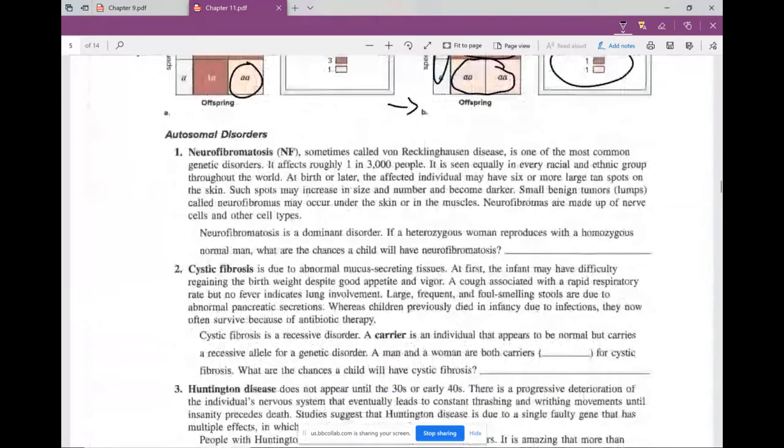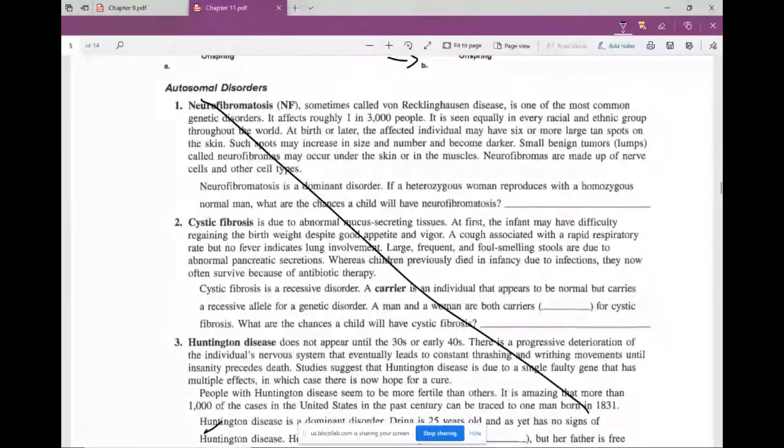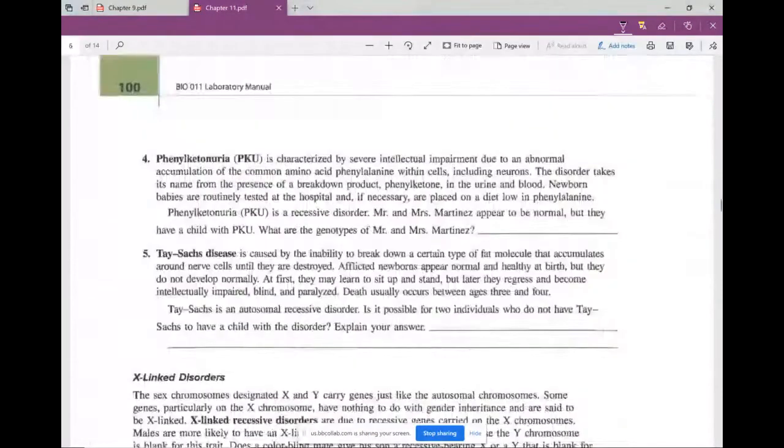Okay, so this is an interesting read, but we're not going to need this for this lab. We don't need this.